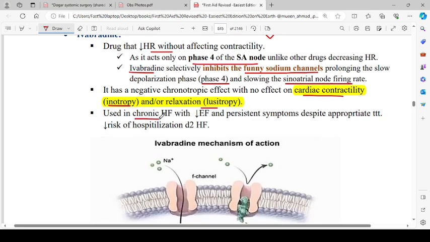Used in chronic heart failure with decreased ejection fraction and persistent symptoms despite appropriate treatment. Decreased risk of hospitalization due to heart failure.